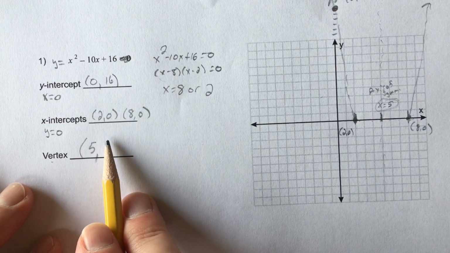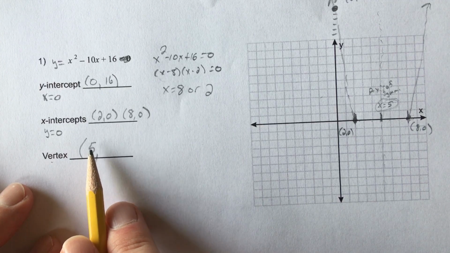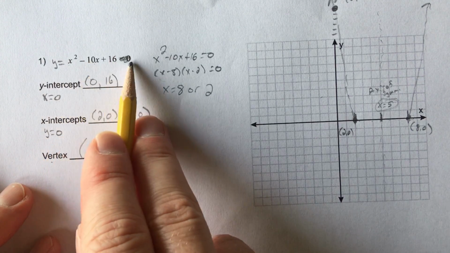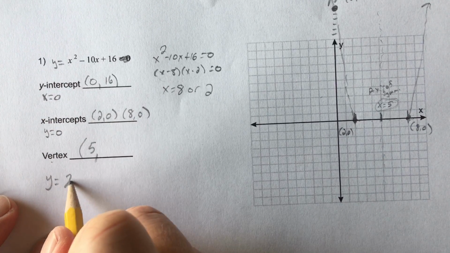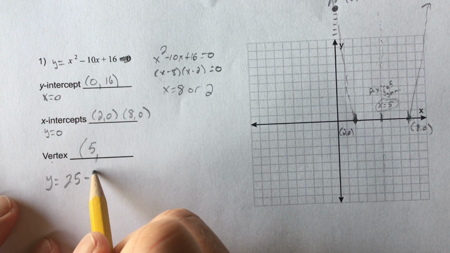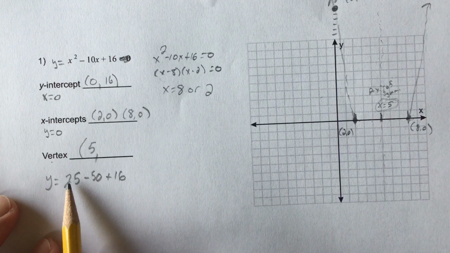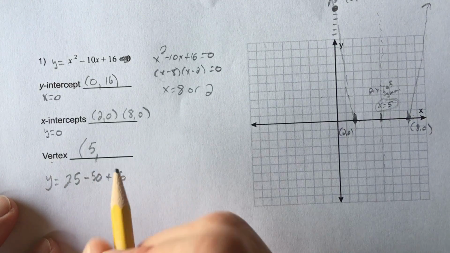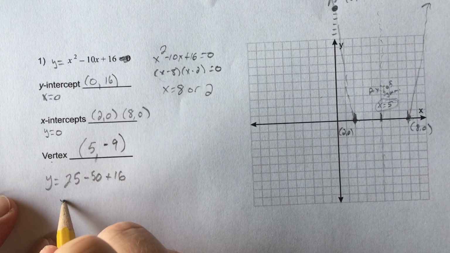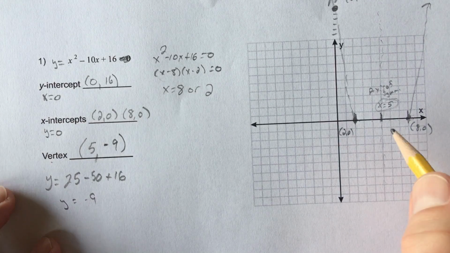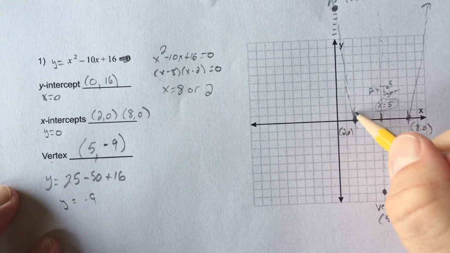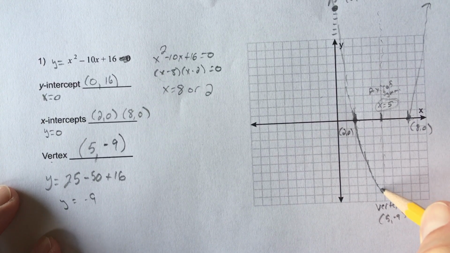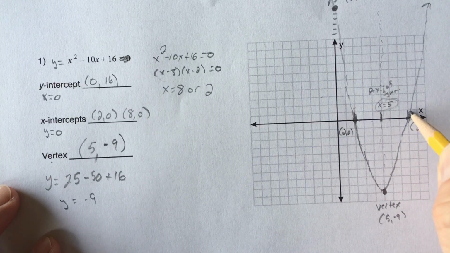But what's the y value? In order to figure that out, we're going to put 5 into this equation for x, and then see what y equals. So y equals 5 squared, 5 times 5 is 25, minus 10 times 5, which is 50, plus 16. We're going to get negative 25 plus 16, which gives us negative 9. So (5, -9), right there. That's our vertex. And now we can finish the trace of this graph, and it looks something like that.